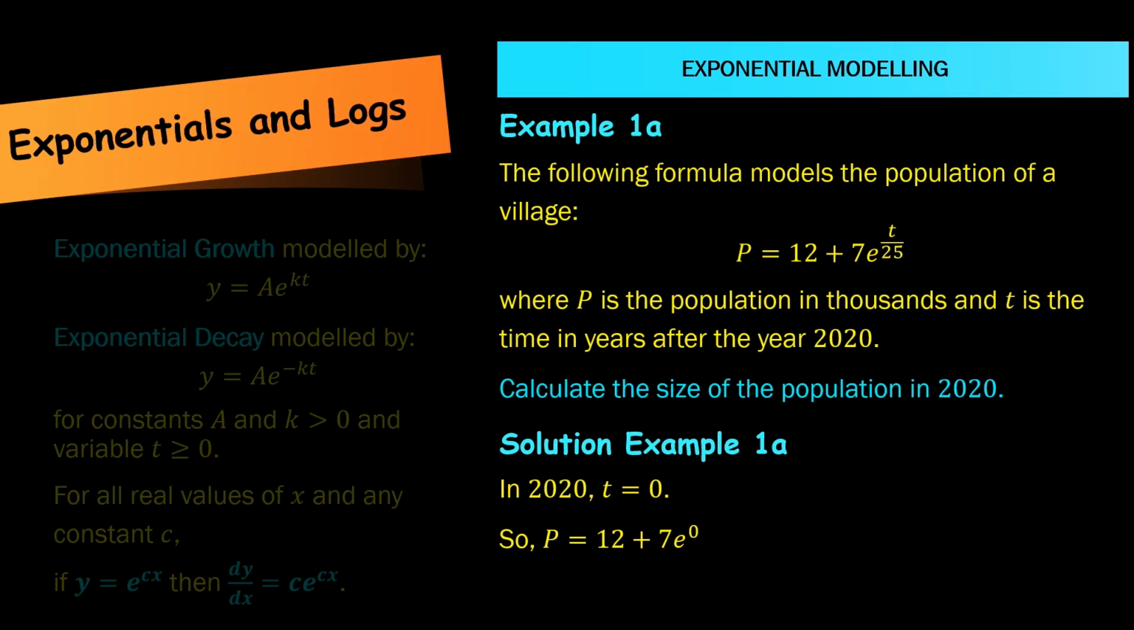Therefore, we input t equals 0 into the formula for P, and therefore P is equal to 12 plus 7 times e to the power 0. Here we've input t equal to 0. And tidying up gives us that P is equal to 19. And therefore the population is 19,000 in 2020.